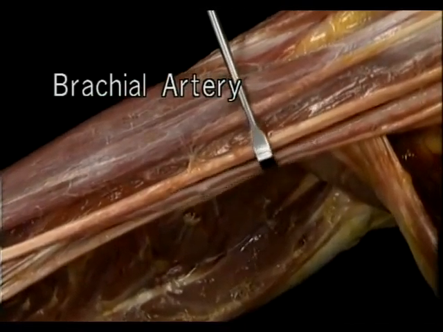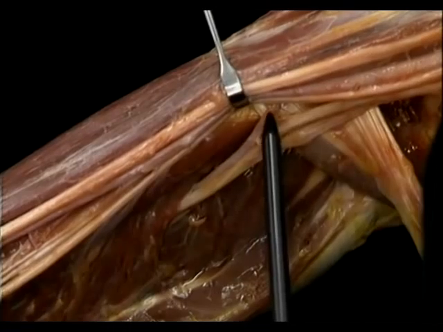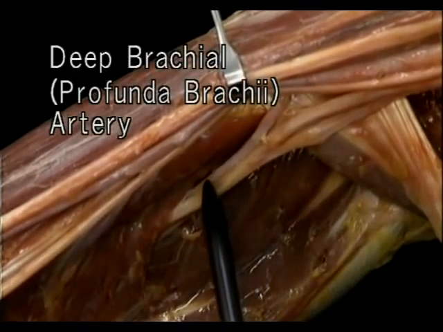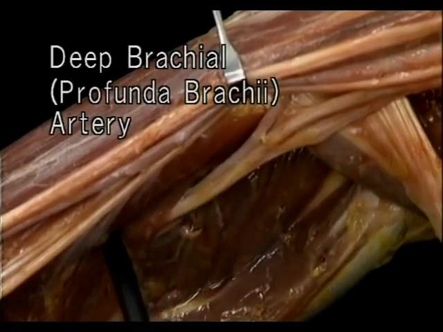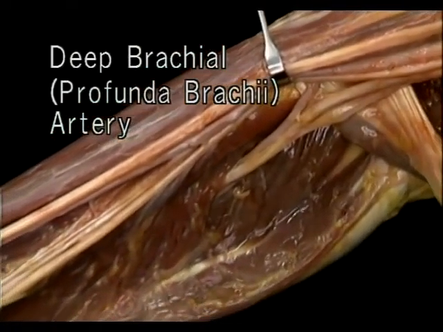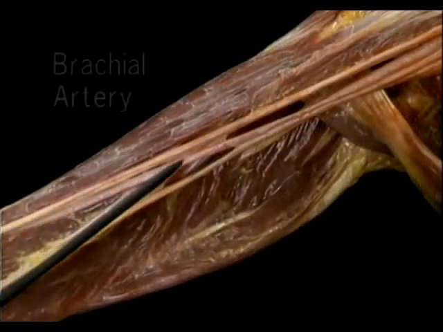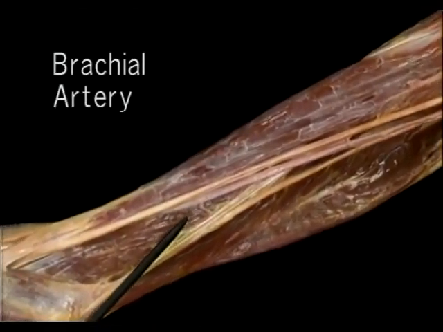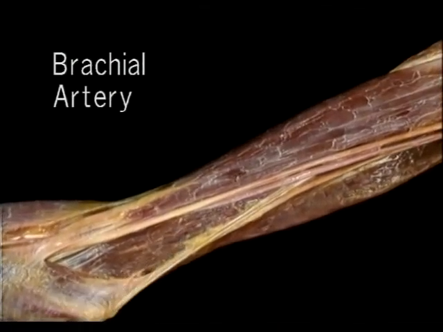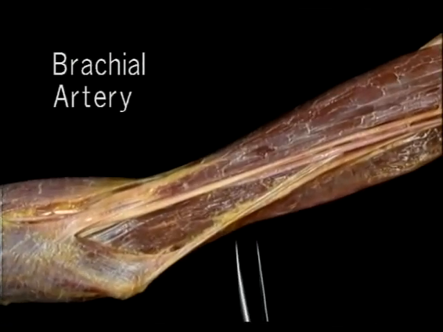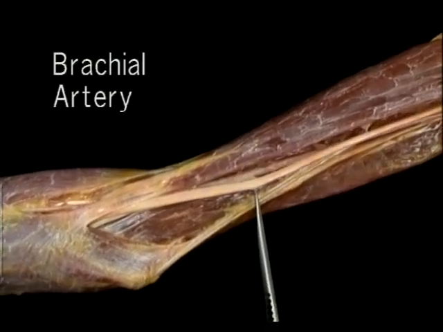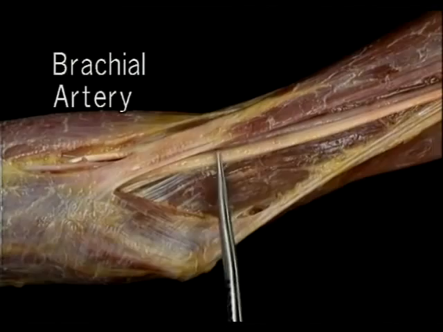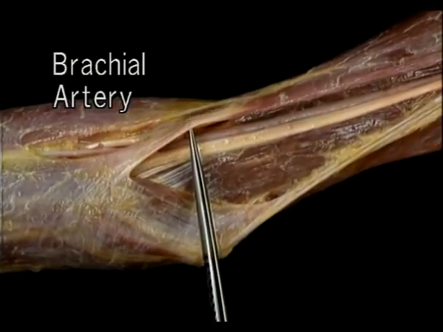Here, right next to the latissimus tendon, it gives off a large branch, the deep brachial or profunda brachii, which passes backward deep to the triceps. Along with it goes the radial nerve, which we'll see in a minute. The brachial artery runs down the medial side of the arm, alongside the brachialis muscle. The median nerve crosses over the artery. The brachial artery passes beneath the bicipital aponeurosis, which we'll remove.